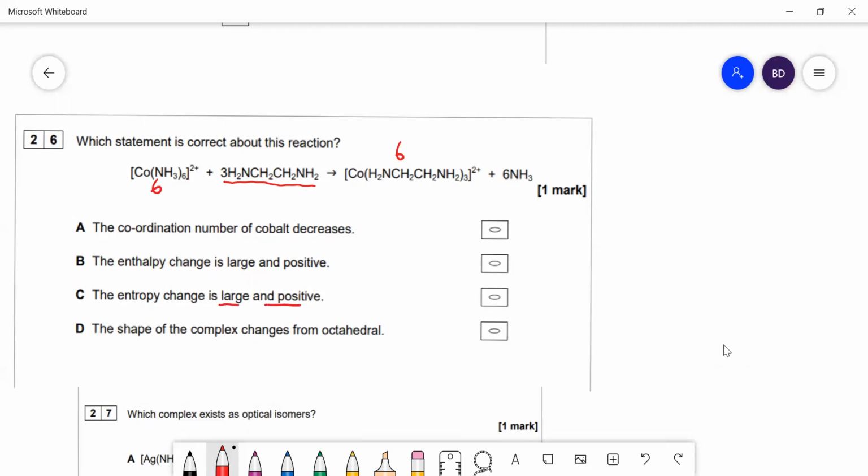Entropy is large and positive. This is correct, because with these bidentate ligands, you end up with more species on the right than the left. On the left, you've got 4 species, 1 of them and 3 of them. On the right-hand side, you have got 7 aqueous species. So that means the disorder increases, so delta S is positive, that one there. The shape of the complex changes? It doesn't. It remains octahedral throughout, because it's forming 6 bonds there.